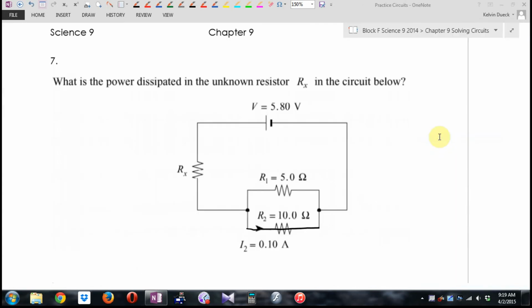So I've been asked to do some of these. Basically, I'm going to start solving as much as I can, and then as soon as I find 2 things on the mystery resistor, then I've got the power. All right.